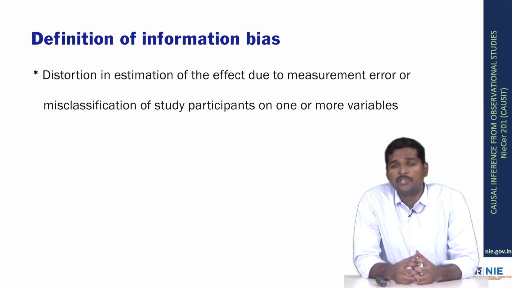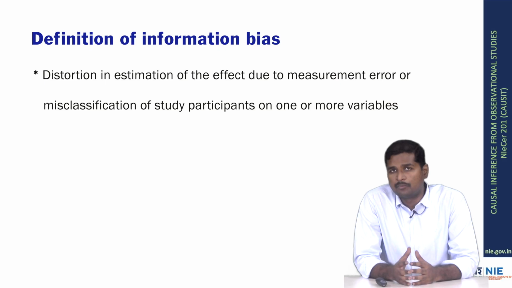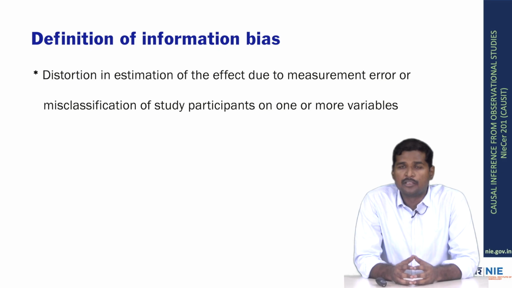And the way in which we ask the question determines the accuracy of the answer to that question. So this is called error due to measurement. The way in which we measure variables in a study is error prone. The second part of the definition of information bias deals with misclassification. So what does misclassification mean?